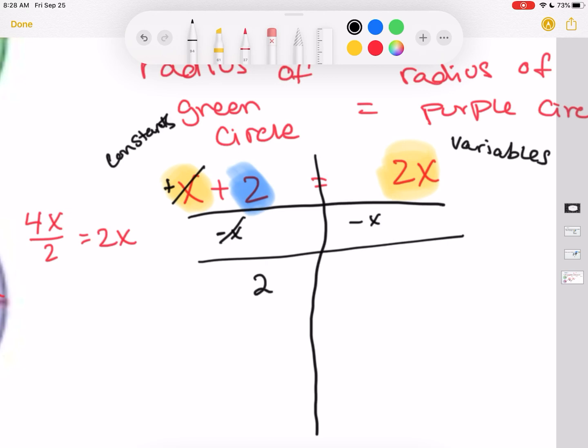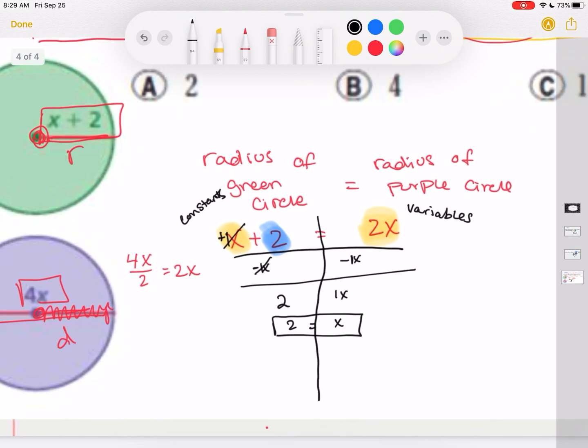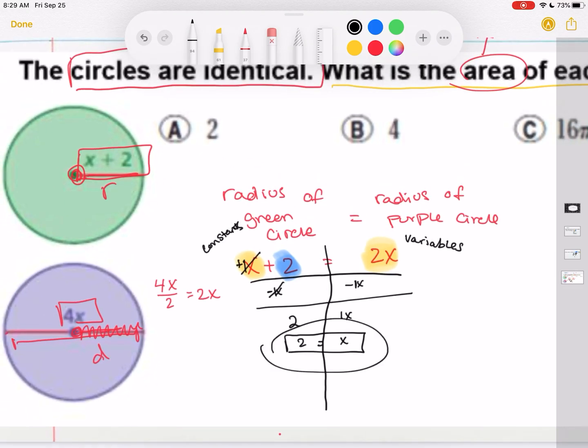On my right, 2x minus x. Remember, this is the same as 1x. So if I have 2 x's and I take away 1x, I'm just left with 1x, or I can also write it as just x. So x is equal to 2. And remember, let's go back. X helps us find our radius, right? So go back up here, radius equals x plus 2. Well, x is 2, so 2 plus 2 is our radius. So 4 is our radius.